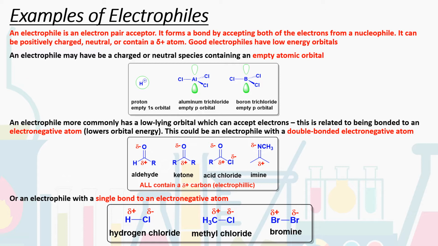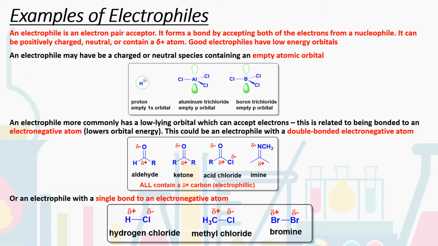The electrophile may also be something that has a single bond to an electronegative atom. So ones that you'll have probably seen: hydrogen chloride, HCl, methyl chloride, CH3Cl, or just simply molecular bromine, Br2. Here, if you take HCl, the chlorine is much more electronegative than the hydrogen, so it's delta-negative on the chlorine, delta-positive on the hydrogen. Likewise for the methyl chloride, the chlorine is more electronegative than the carbon is, so delta-negative on the chlorine, delta-positive on the carbon.